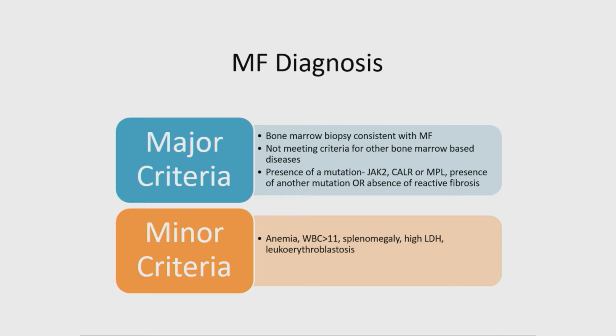So in addition to having the mutations, patients should also have either anemia or a slightly high white blood cell count. It can also sometimes be very high, actually. Patients can have splenomegaly, or an enlarged spleen, and have a high LDH, which is just basically a marker of cell turnover.